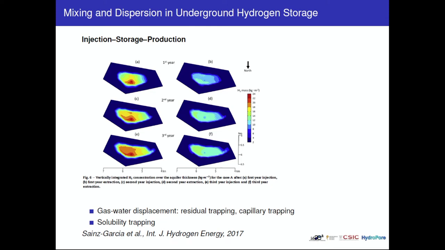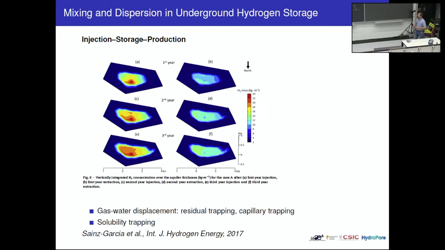Solubility trapping was already mentioned a few times. It's probably not so important because the solubility of hydrogen in water is very low. But if you consider brine, it's a little bit higher. And if you consider reservoir conditions, which is high pressure, it's maybe higher. So in the literature, there are opinions that say you can increase it by maybe one or two orders of magnitude, depending on the pressure in the reservoir.